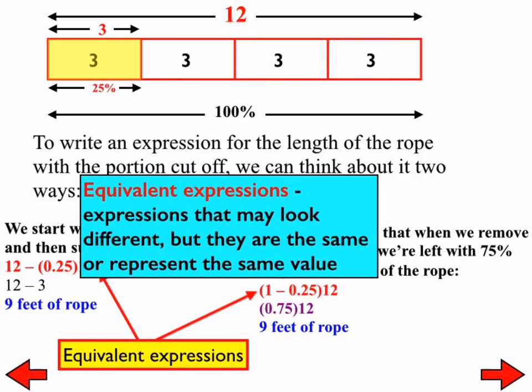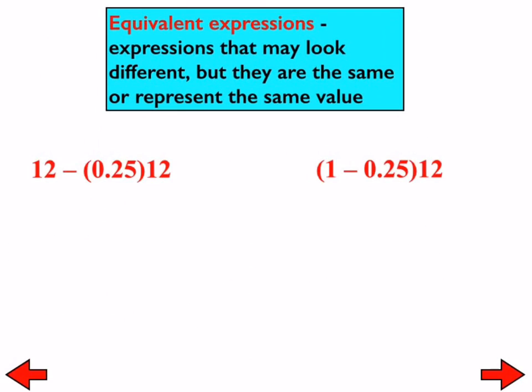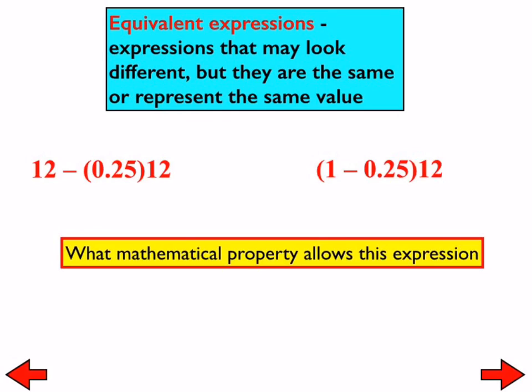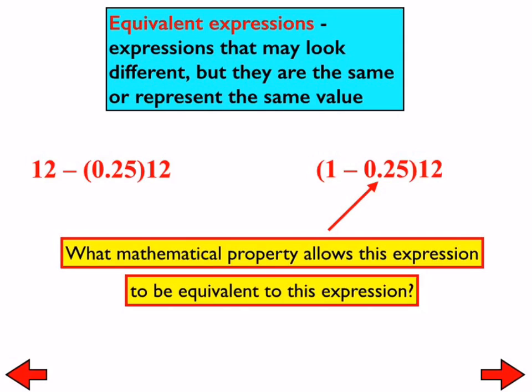Okay? All right, so these are the two expressions that we just came up with. They are equivalent expressions. What mathematical property allows the expression on the right to be equivalent to the expression on the left? I want you to think about that for a second. What mathematical property allows the expression on the right to look like the one on the left? Turn to your shoulder partner and have a very quick conversation about that.